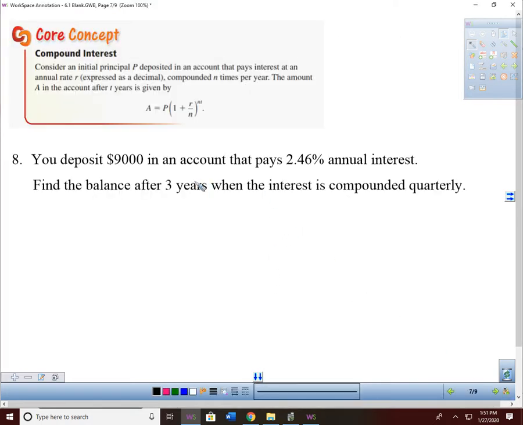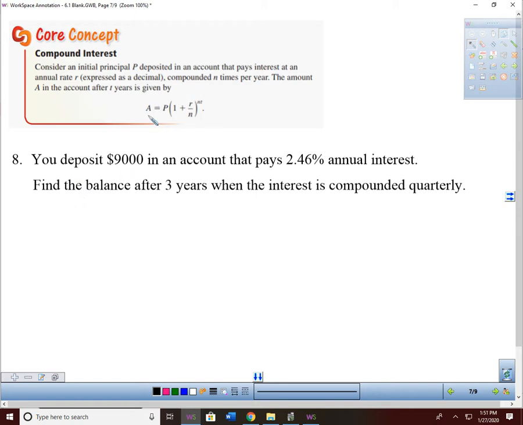All right, so when you take out a loan, they compound your interest. Sometimes it's compounded quarterly, which is 4 times a year. Sometimes it's compounded monthly, which would be 12 times a year. Sometimes it's compounded continuously. Sometimes it's compounded once a year. Okay, so this is the equation that they use for that.